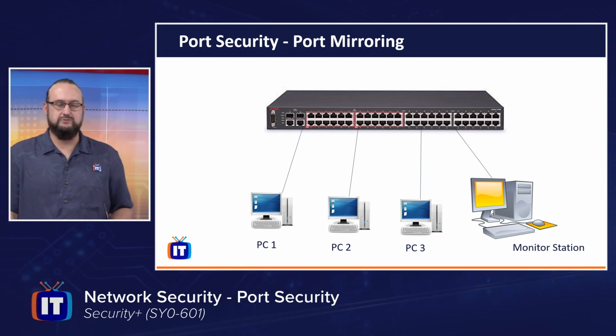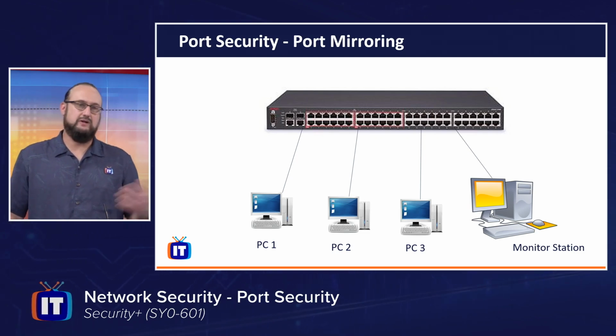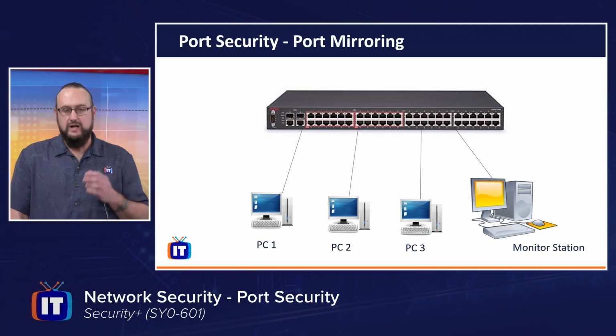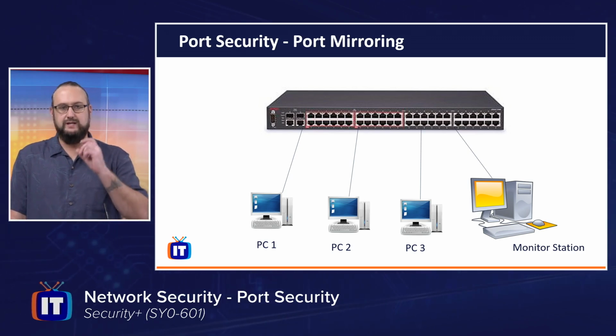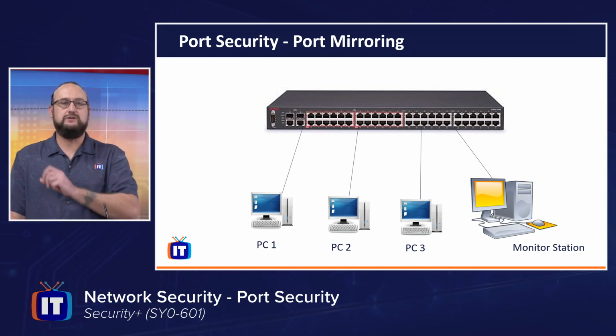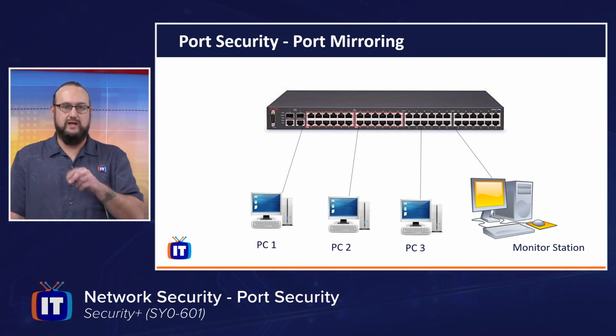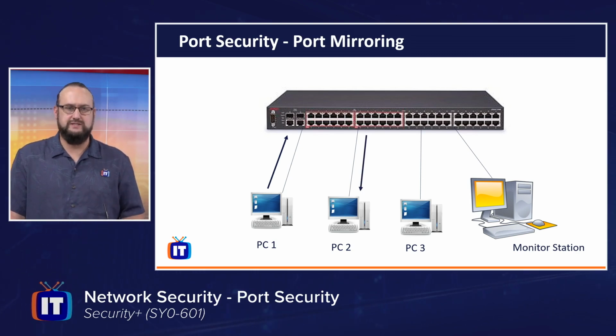So we've got a series of PCs here, and these PCs are connected to the switch, but we also have a monitoring station, an analyzing station, if you will. And what we do is we say, we're going to specify a single port, maybe one in question, and we're going to map all of the communications that go in and out of that port to our monitoring station. So this computer, PC1, is going to talk to PC2. Well, when that happens, there is a duplicate frame that essentially is sent over to the monitoring station.